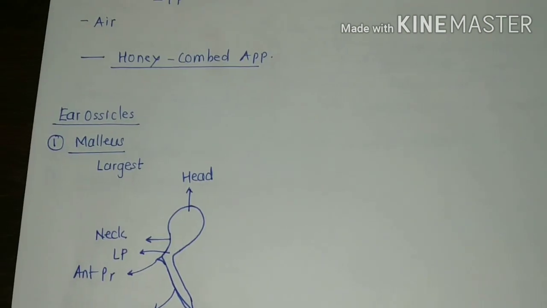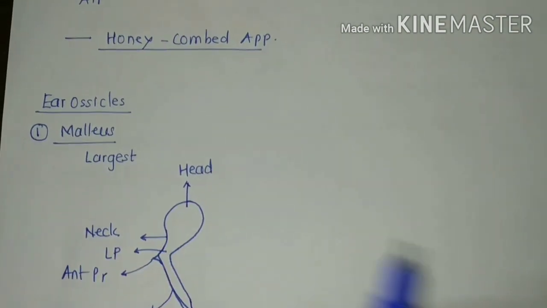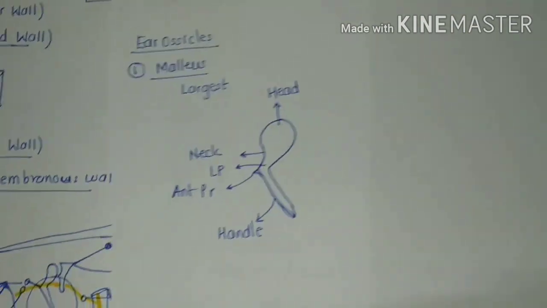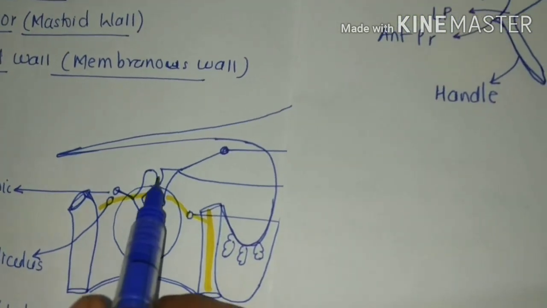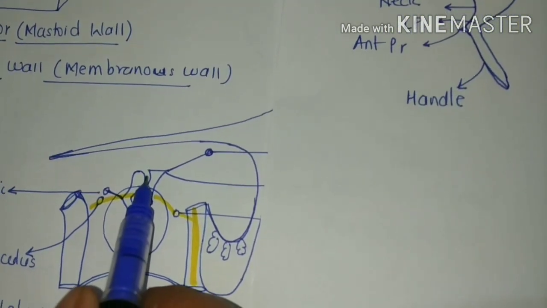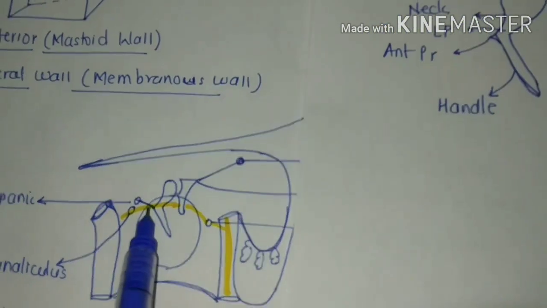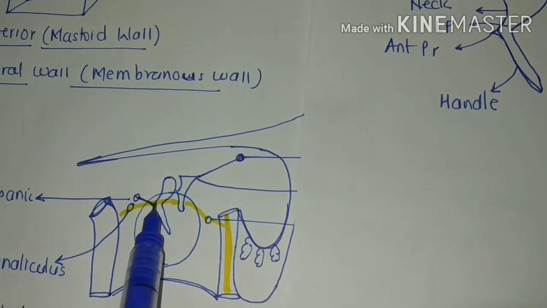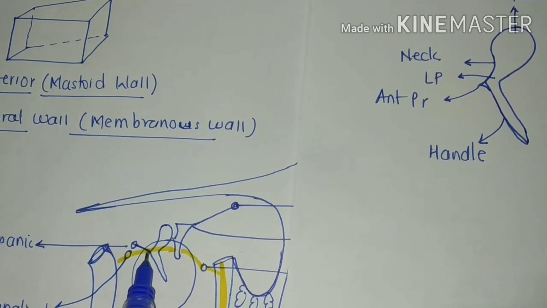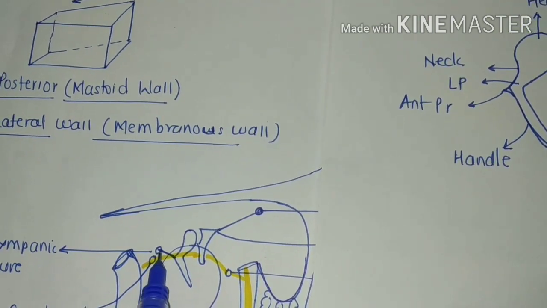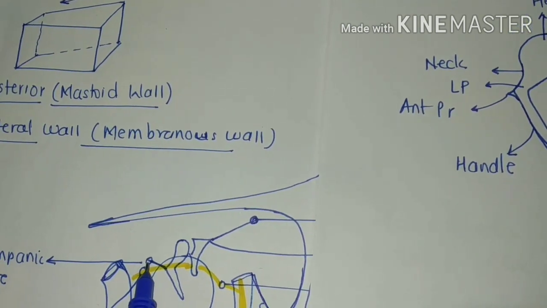Clear? Now coming to the head. Head, it is rounded and it lies in epitympanic recess. We have already seen its relations. So it lies in epitympanic recess and it articulates posteriorly with the incus, head of incus. Clear? Now neck, you can see it is related medially to the chorda tympani nerve. Anterior process, it is connected by anterior ligament to the spine of sphenoid through petrotympanic fissure.